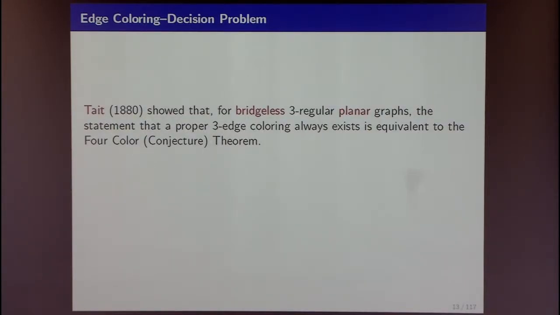Tate in 1880 proved that for bridgeless three-regular planar graphs, the statement that a three-edge coloring always exists, which is true, is equivalent to the four-color theorem. It was a theorem at the time because it was a conjecture before, and it was proved by Kempe. And for a period of about 10 years, it was a theorem until it was found that there was an error. And that became a five-color theorem. But the statement, the Tate theorem, that they are equivalent is still valid. And this became, of course, another theorem afterwards, in the 1970s.